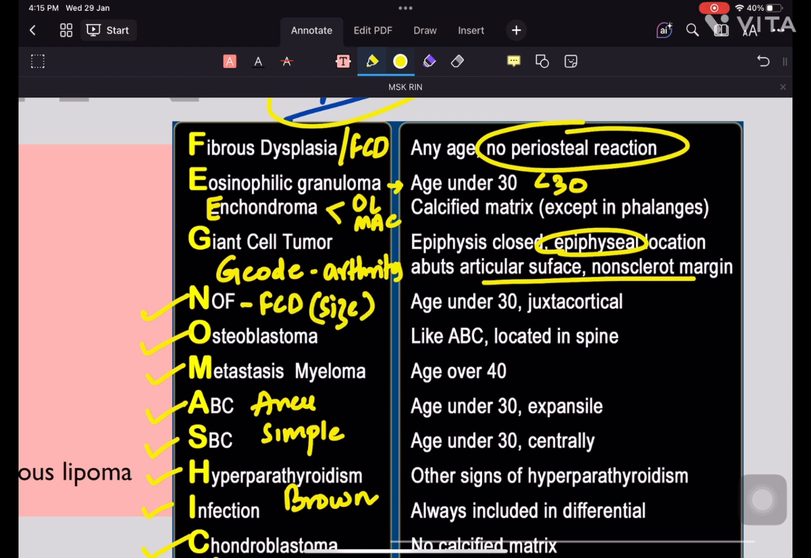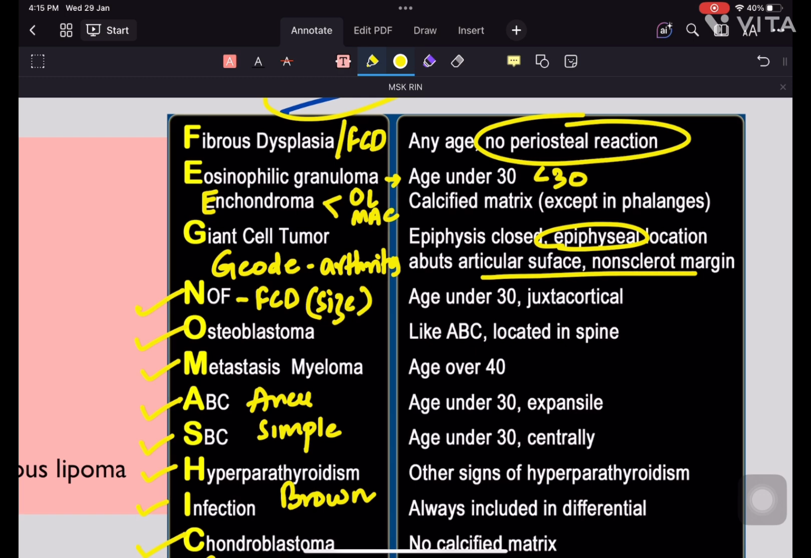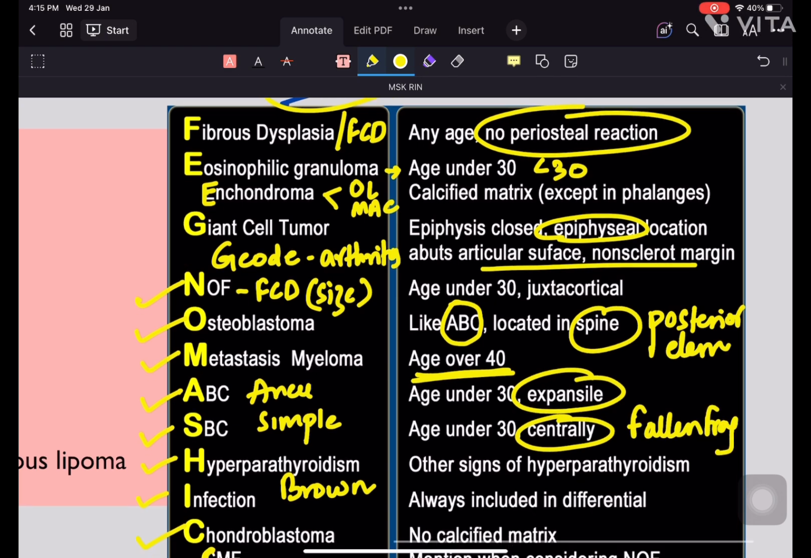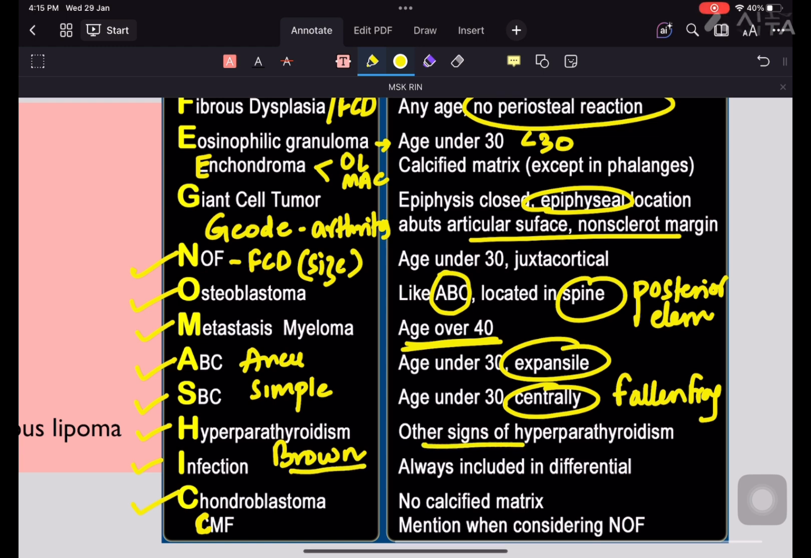And then for N, it is NOF and FCD. Size criteria matters for both. And osteoblastoma, usual location is spine, that too in the posterior elements. The differential diagnosis for osteoblastoma is ABC, as already described. And then M is for multiple myeloma, age should be more than 40. A is for aneurysmal bone cyst, expansile lesion, simple bone cyst is centrally located, and fallen fragment sign is seen. Then coming to H is hyperparathyroidism, Brown tumor. Other signs are very much important as told.